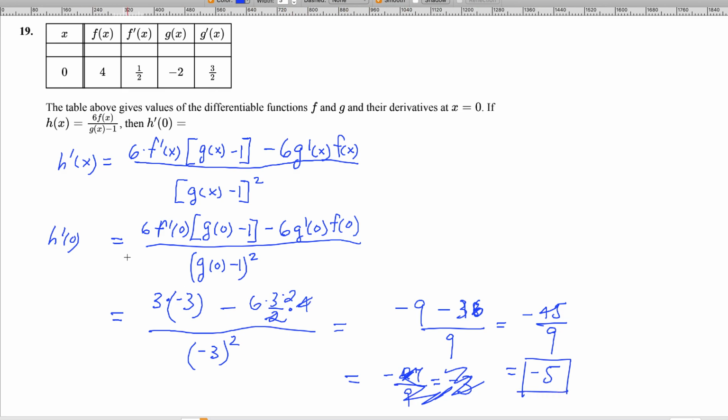You can check my work, just do the arithmetic slowly, but this is the general idea. Use the quotient rule on this, and then you plug in 0, and then you use the table to fill in those values.